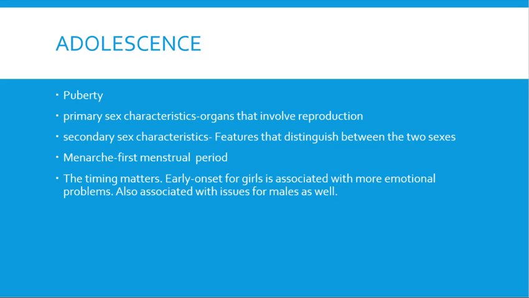Puberty matters. The timing matters. Early onset for girls is associated with more emotional problems, and also associated with issues for males as well. Girls are often viewed as older than they actually are. The problem with this is that they start attracting older crowds who are more developmentally advanced, and then start doing things that are inappropriate for their age. Males, this happens too, and they also start feeling different from each other. There's a lot of self-doubt that goes through both of the genders.